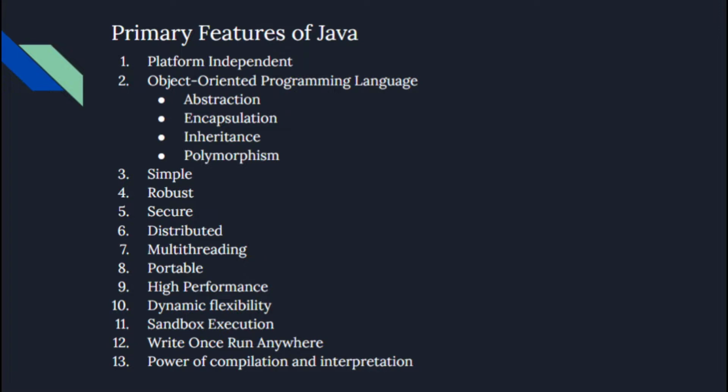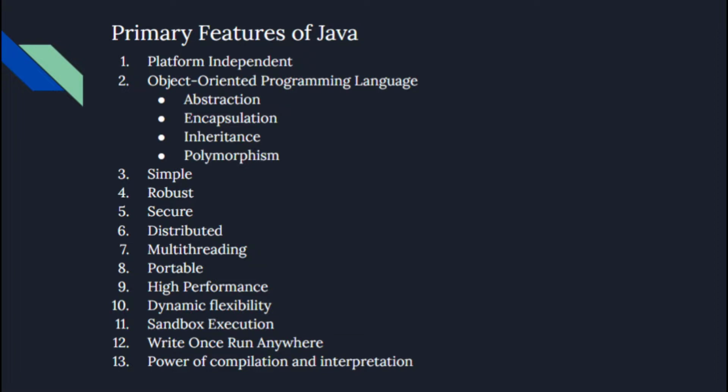Number 6. Java is distributed. We can create distributed applications using the Java programming language. Remote method invocation and enterprise Java beans are used for creating distributed applications in Java. Java programs can be easily distributed on one or more systems that are connected to each other through an internet connection.